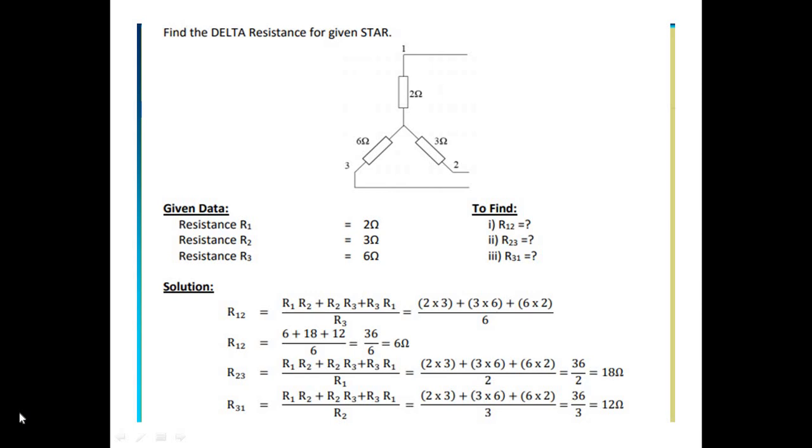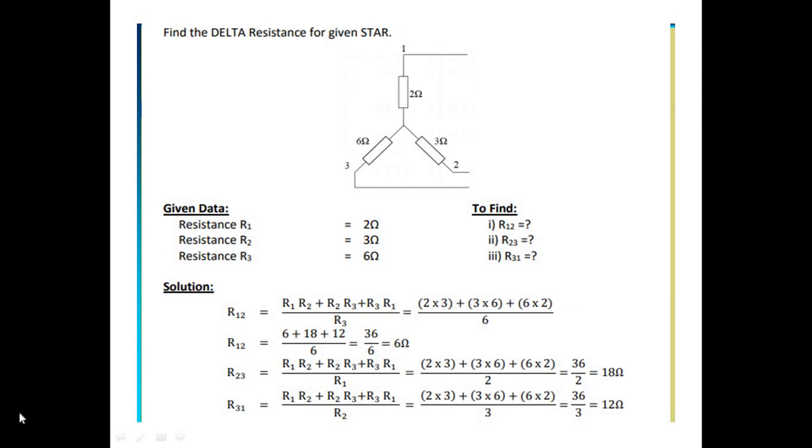Solution. R12, it's a delta formula, star to delta conversion. R12 is equal to R1 into R2 plus R2 into R3 plus R3 into R1, divided by R3. That is equal to 2 into 3 plus 3 into 6 plus 6 into 2, divided by 6. Here R12 is equal to 6 plus 18 plus 12 divided by 6, 36 divided by 6 is equal to 6 ohm.